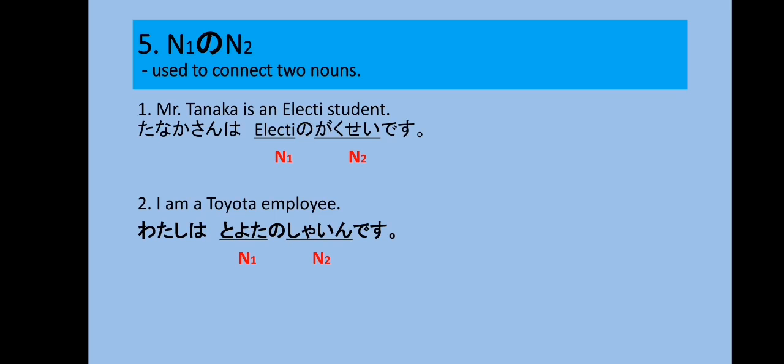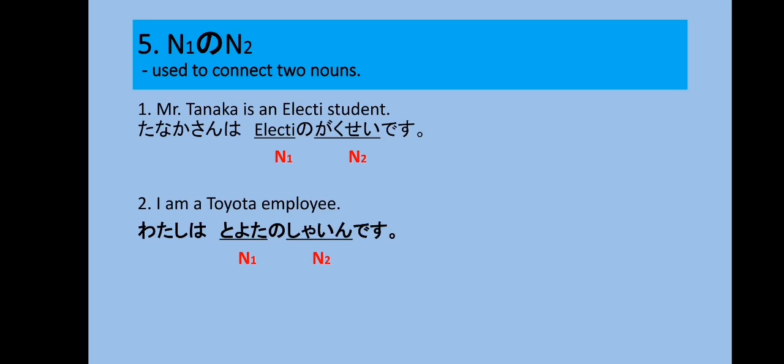Noun 1, no. Noun 2. Mr. Tanaka is an elective student. Tanaka-san wa electi no gakusei desu. So, noun 2 belongs to noun 1. So, the student belongs to electi.